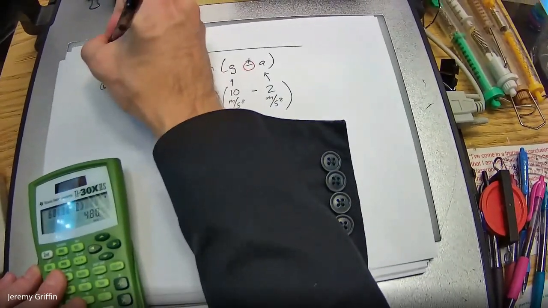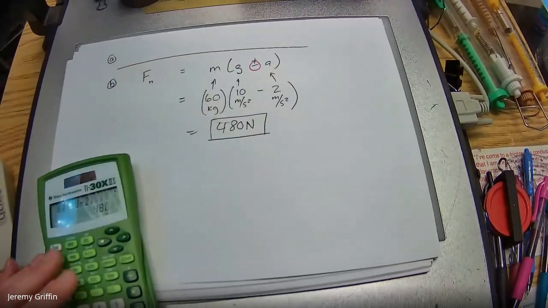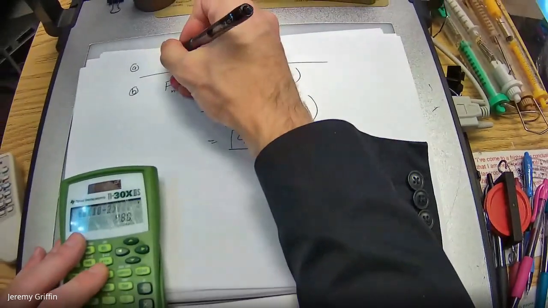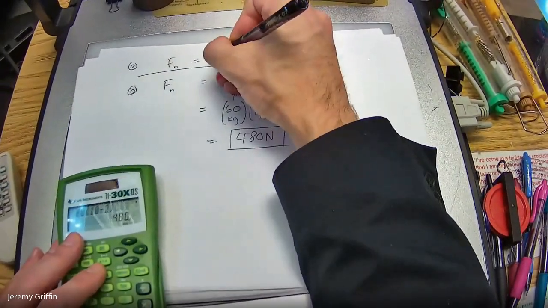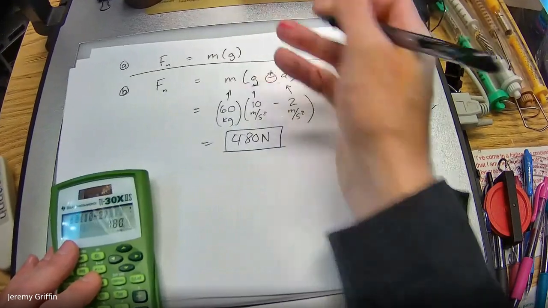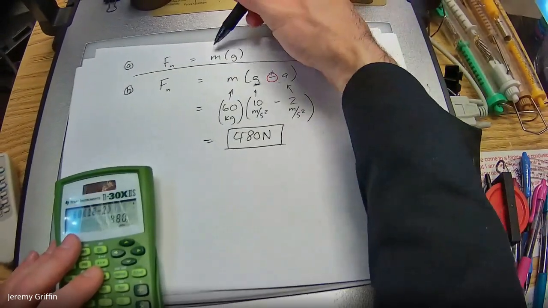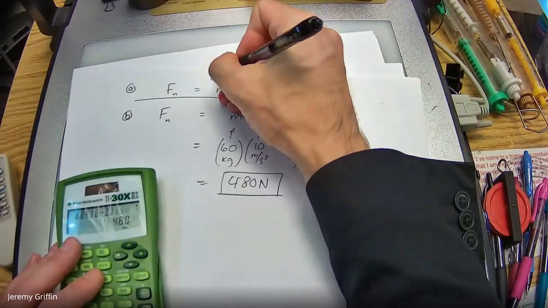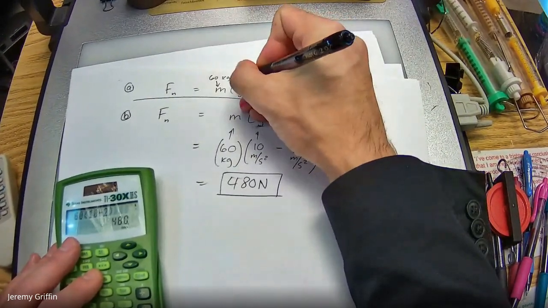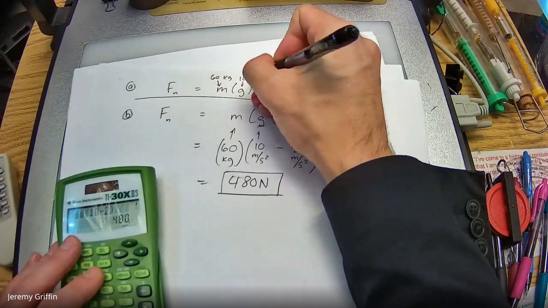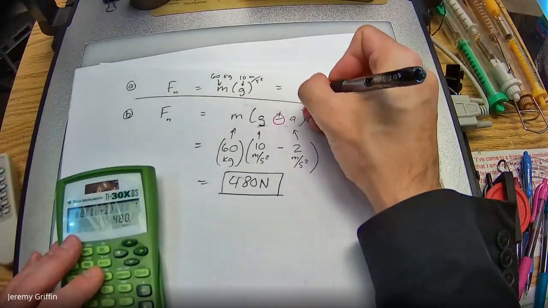Part A said, what if he's moving upward at constant speed? So you guys know moving upward at constant speed is just the same as being at rest. So just mg. If I plug in 60 kilograms at 10 meters per second squared, that would have been 600 newtons.